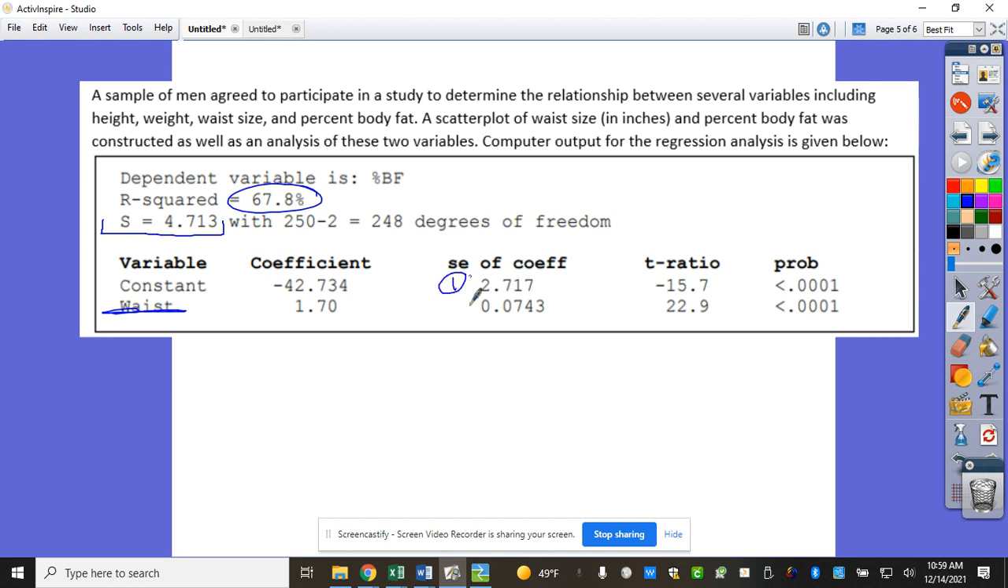Line 1 to the right, line 2 to the right. Which one do I not use? Line 1, because we don't do anything with a test for the y-intercept. We only use that line for 2.